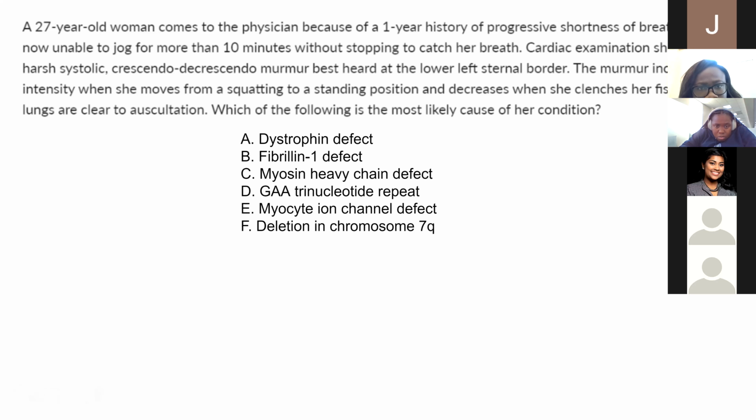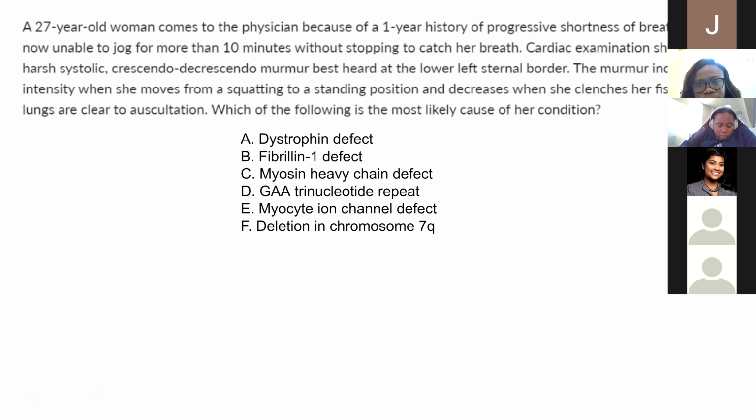So you have a 27-year-old woman, on the older side, but she's still a young adult technically. 27 is not old, guys. I'm almost there. So, a 1 year history of progressive shortness of breath, right? But now she's having issues with exercise, right? So again, she's unable to jog for more than 10 minutes.